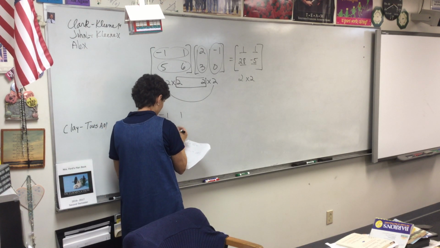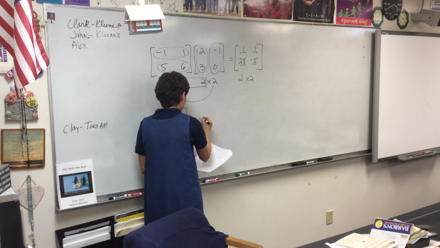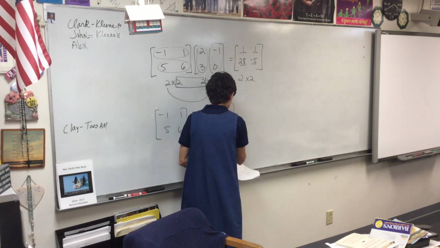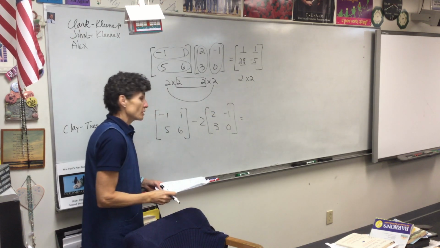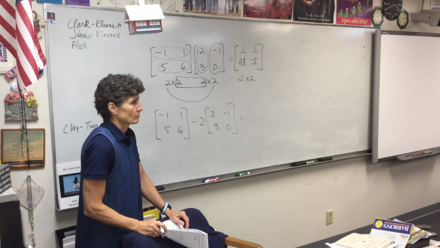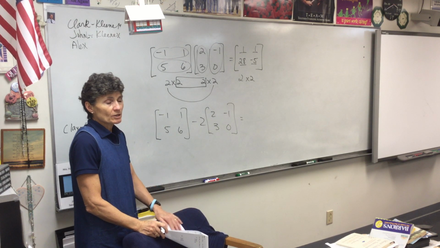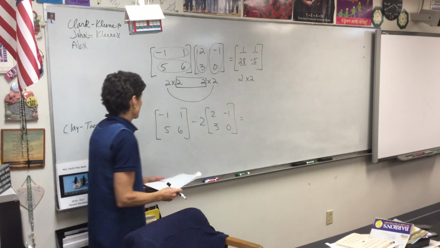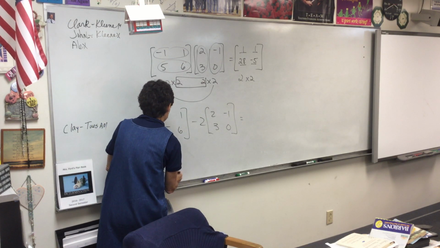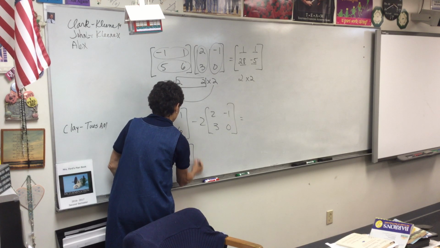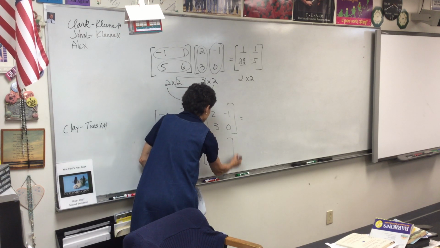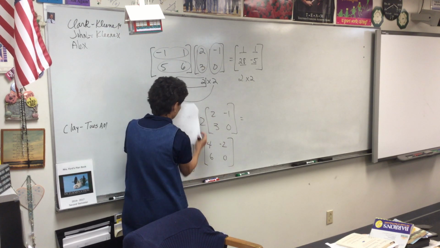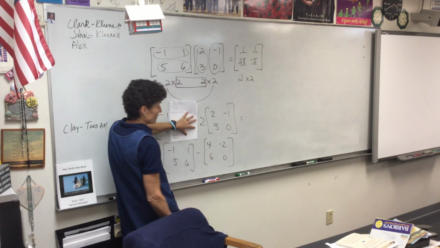A minus 2B. Is this going to be doable? Remember, for subtraction, they have to have the same dimensions, right? And they do. So we're going to do A minus, all right, so let's choose this thing, 4, negative 2, 6, and 0. I took 2 times that. Is that okay with everybody?